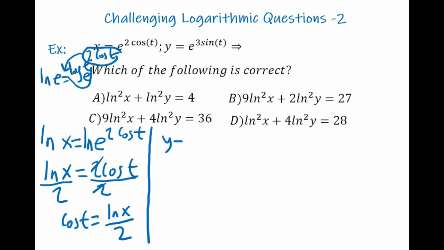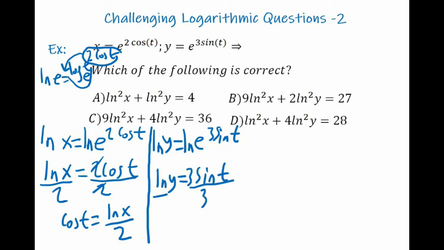Y is e to the power of 3 sine t. And if I take the ln of both sides, the right side becomes 3 sine t, and the left side is ln y. From here also, I'm going to divide both sides by 3, and these are gone. So I got sine t as ln y divided by 3.